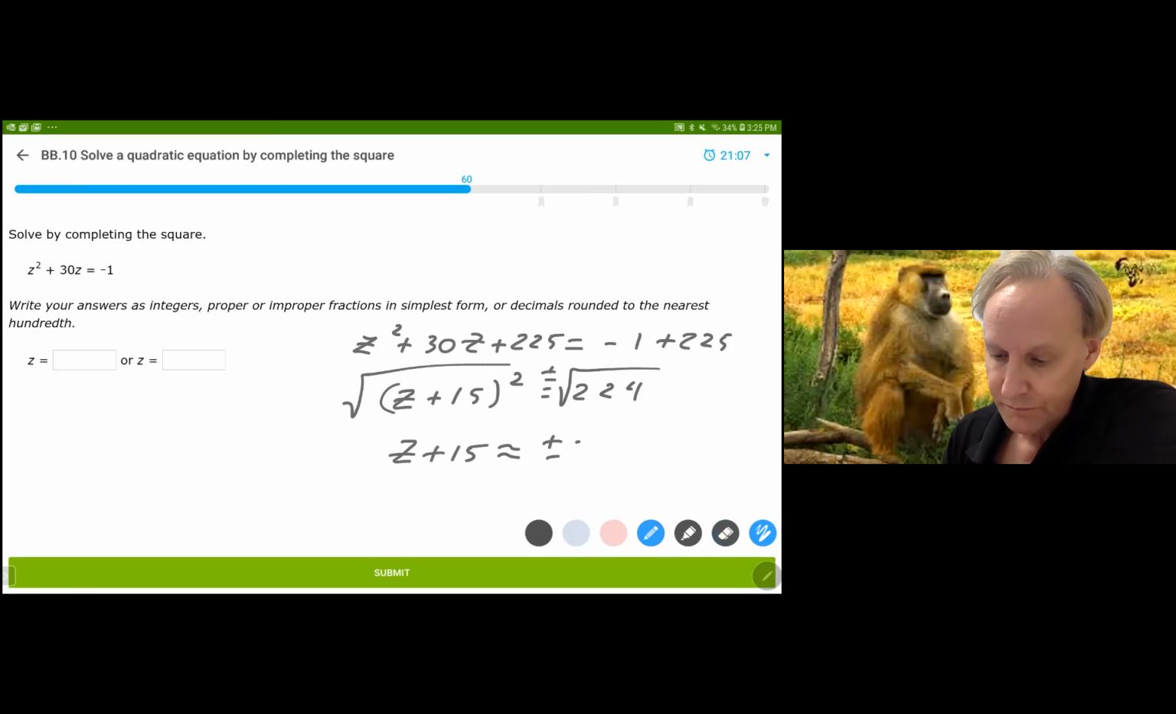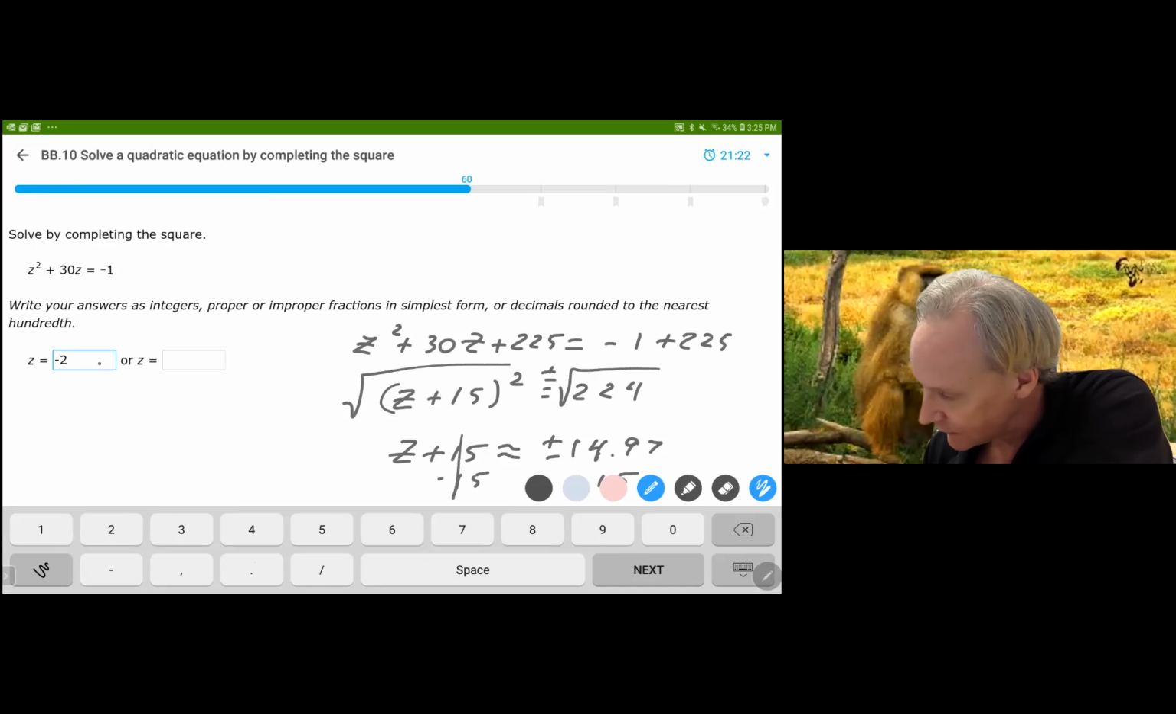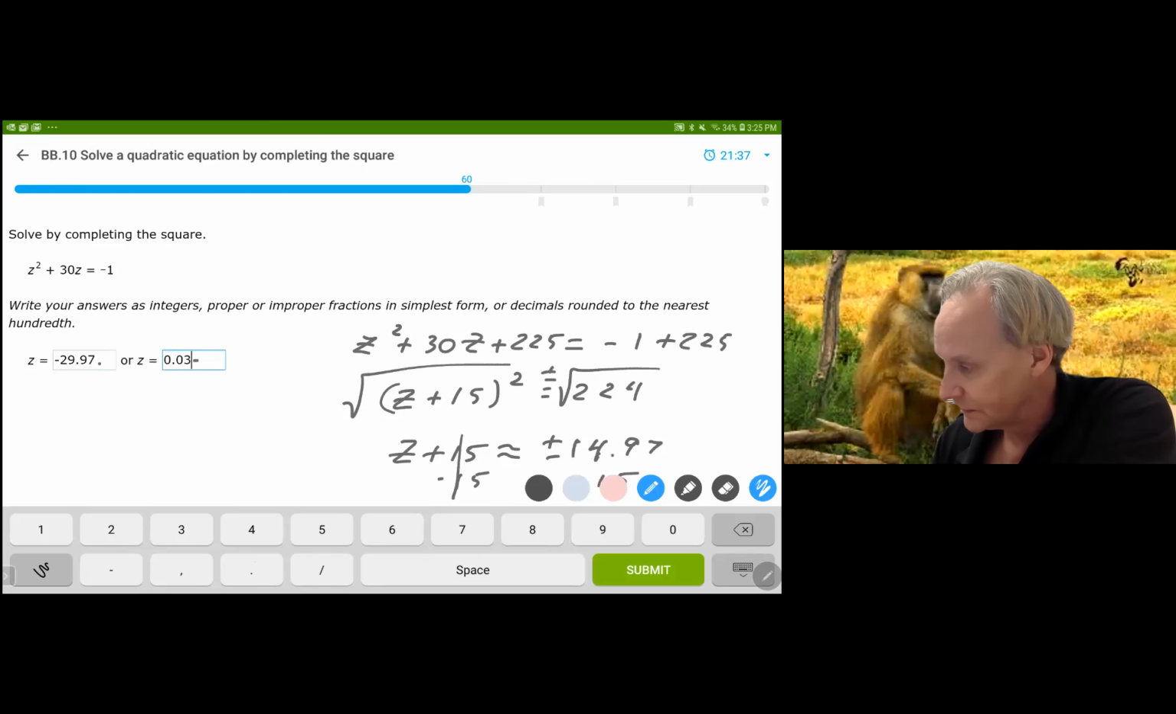14.97. So yeah. Really close to 15. We're going to subtract the 15 from both sides, and we get negative 29.97. Yep. And the other side is going to be the negative 0.03. No, positive 0.03. Almost exactly 0, isn't it?